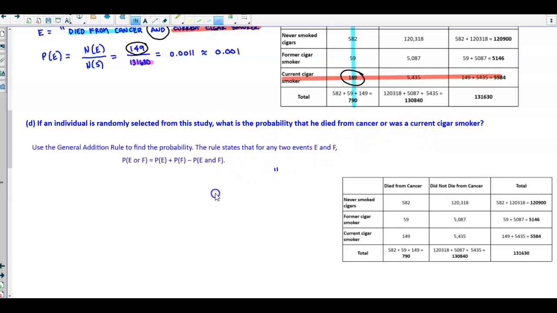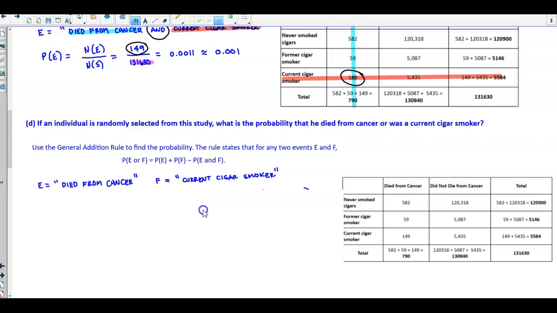Okay, now in this case, we're going to use the general addition rule to find the probability, because the rule states that for any two events, E and F, the probability of E or F is equal to the probability of E plus the probability of F minus the probability of E and F. Now remember, this means intersection. That means that this is going to be repeated twice in this. So that means you have to subtract one of those.